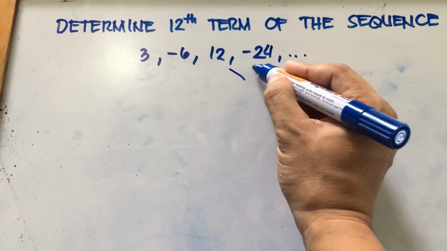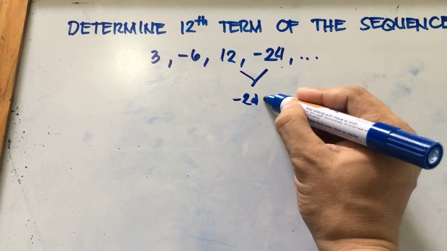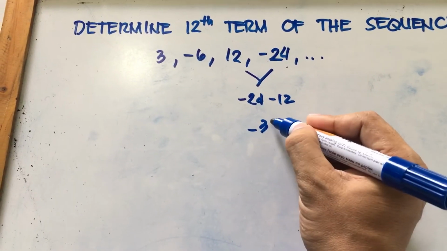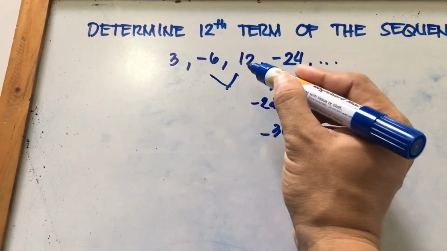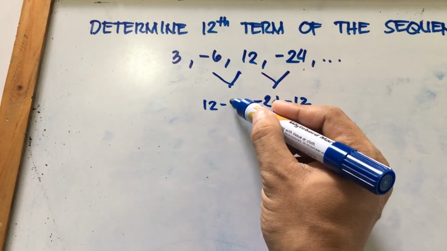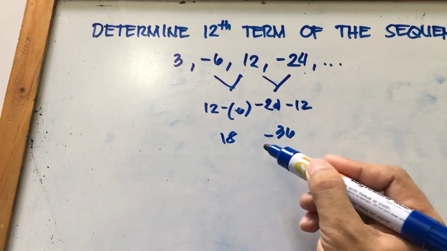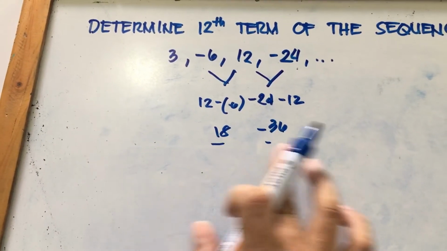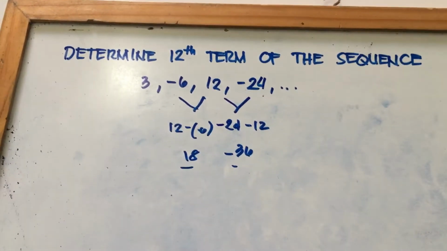Okay? So this one, if you subtract negative 24 minus 12, it is negative 36. Okay? Then 12 minus negative 6, it becomes 18. So obviously, there is no common number. So therefore, this is not an arithmetic sequence.